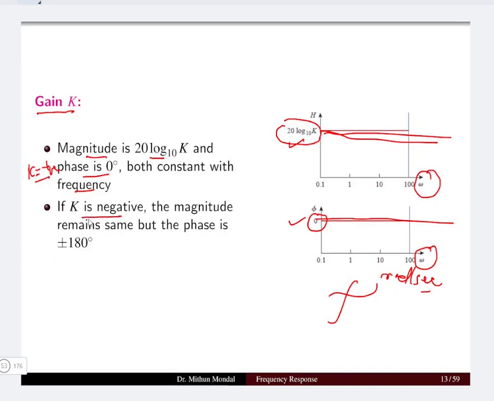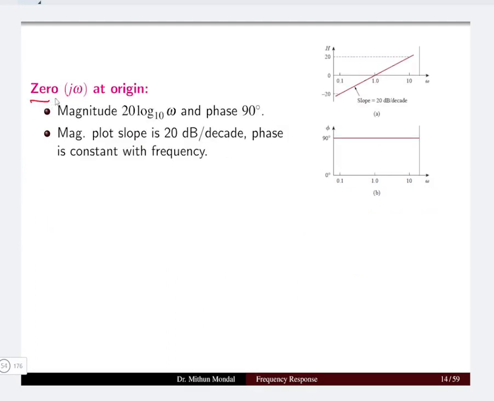If the k is negative, what will happen? The magnitude will remain the same. There is no change in the magnitude, but the phase will be plus minus 180 degrees. So here we have 0 degree and here we will have plus minus 180 degree depending upon how the k is present. Now let us take a zero at the origin.